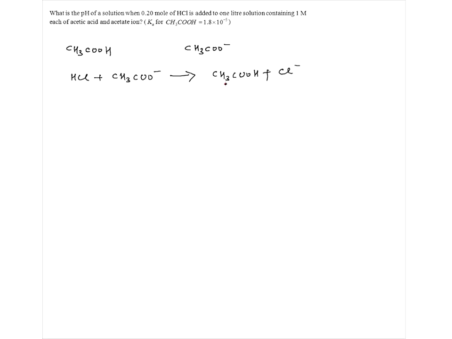acetic acid concentration will increase and acetate ion concentration will decrease. Right? Initially there was some acetic acid and acetate ion concentration. Now HCl is eating acetate ions, reacting with them rather. So acetate ion concentration will drop and acetic acid concentration will rise. So pH will change.